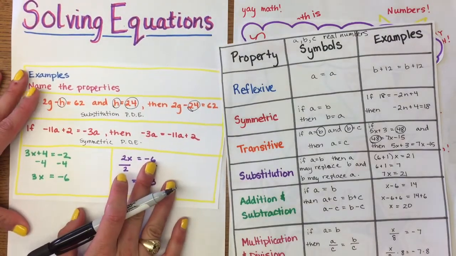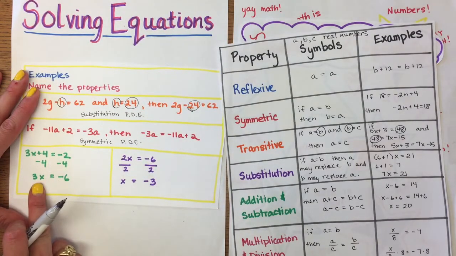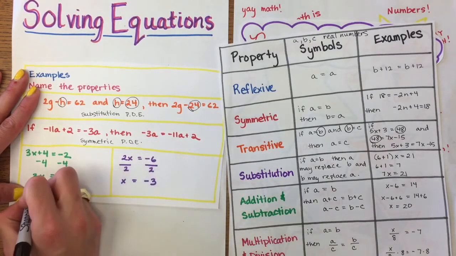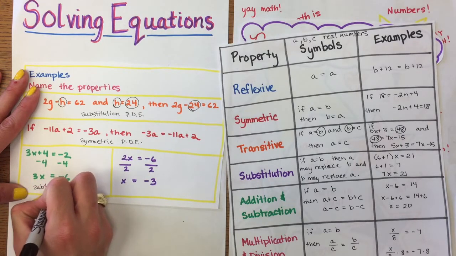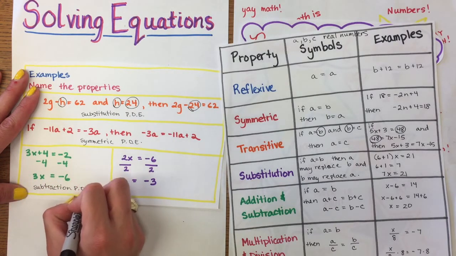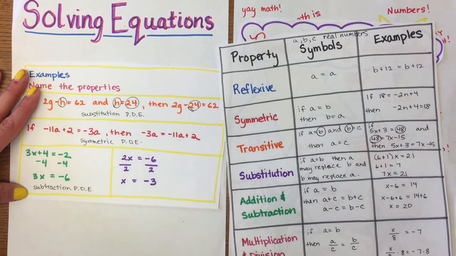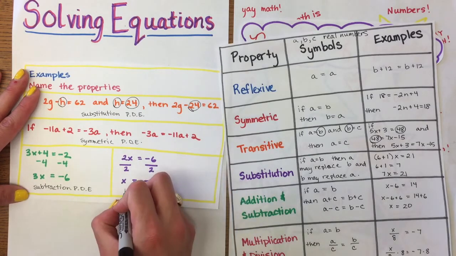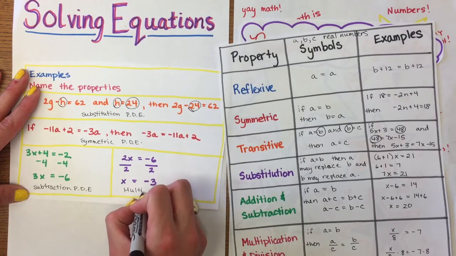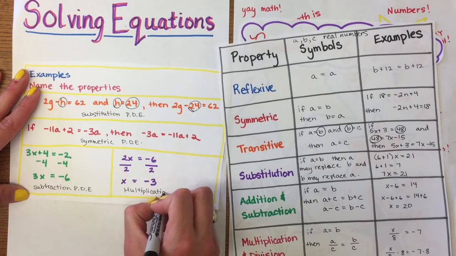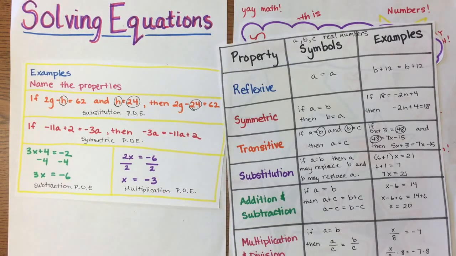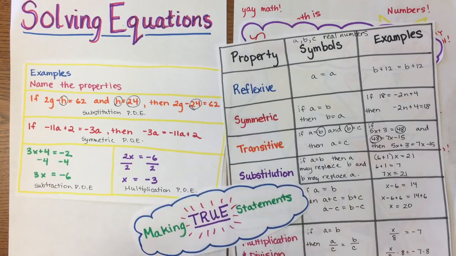3x plus 4 is equal to -2. Subtract 4 from each side and get 3x equals -6. Here I subtracted the same value from each side, so this is the subtraction property of equality. And here I had 3x equals -6. Divide both sides by 3, and I get x equals -2. This is the division property of equality. So that's identifying the properties. In our next video, we'll look at how we use these properties to make true statements and solve equations.